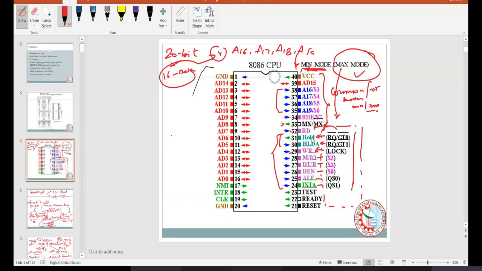All right, so basically HOLD and HLDA deal with DMA stuff. Next is WR bar, which we already know is a control signal for writing. Next we have M/IO bar. Fine. So M/IO bar along with these status signals, there will be a table. I don't know whether I'm having this table right now or not.